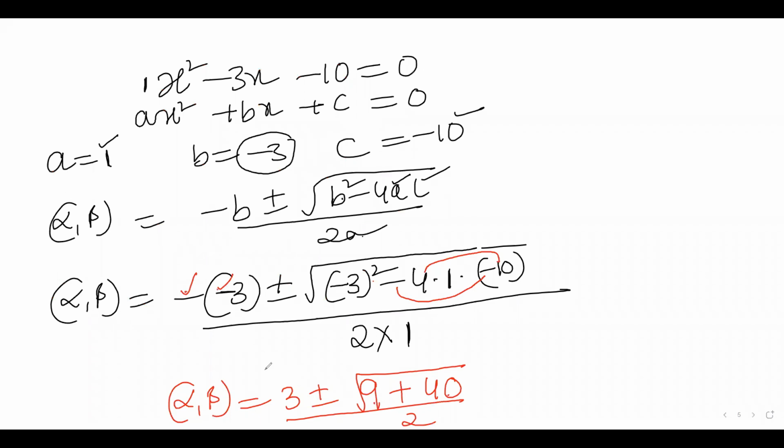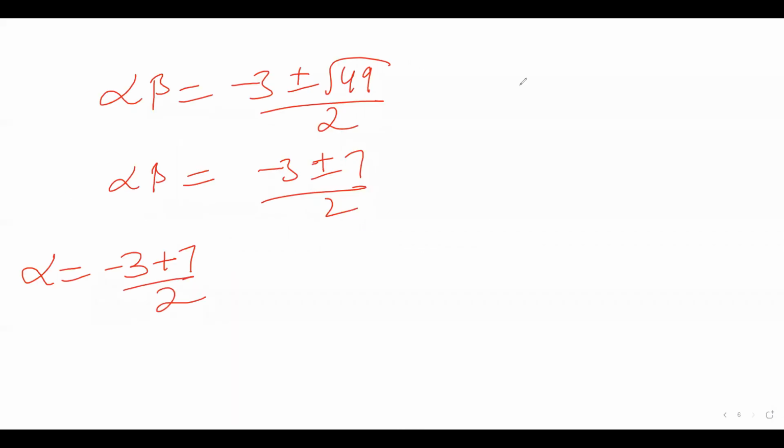So minus into minus is plus. By mistake, I wrote here minus. Remove this minus. Yes, no need of this minus. So in alpha, you will be taking plus sign. In beta, you will be taking minus sign. So minus is taken in case of beta, plus is taken in case of alpha.